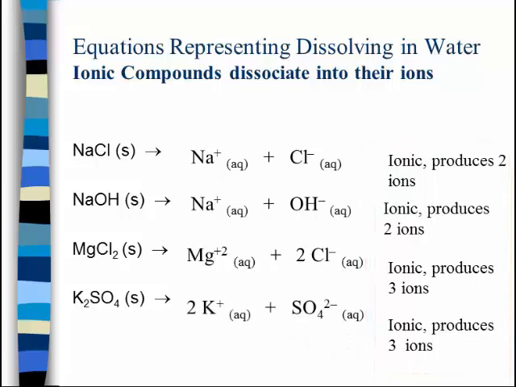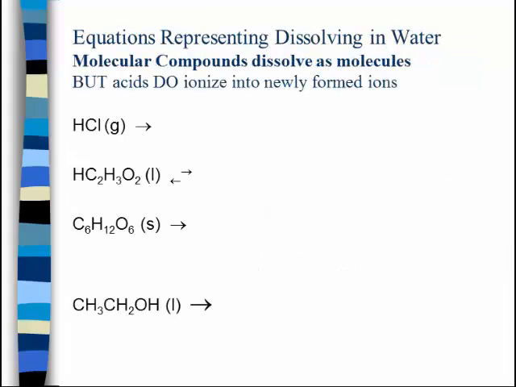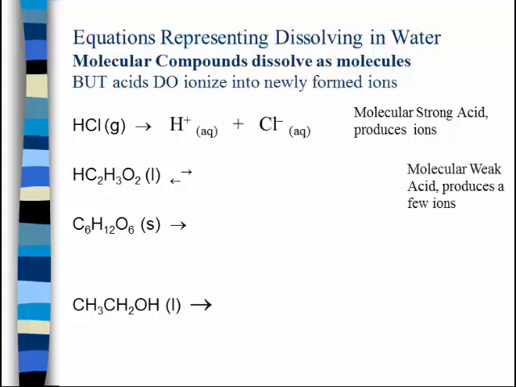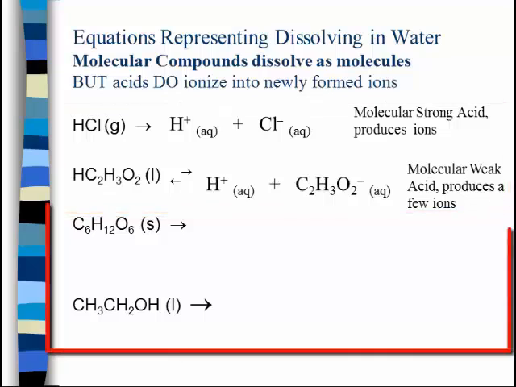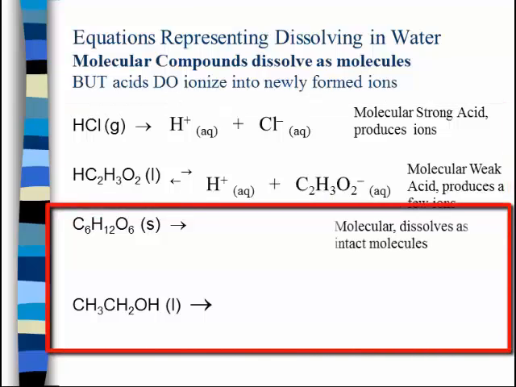Let's look at equations representing dissolving in water for molecular compounds. Molecular compounds dissolve as intact molecules, if they dissolve at all. But remember, acids ionize into newly formed ions. So the top 2 on this slide are acids. And so we start with an intact molecular compound, but we end up with ions. Note that one is a strong acid and one is a weak acid. The bottom 2 compounds are polar molecular compounds. Both of them will dissolve in water, but they dissolve as intact molecules.